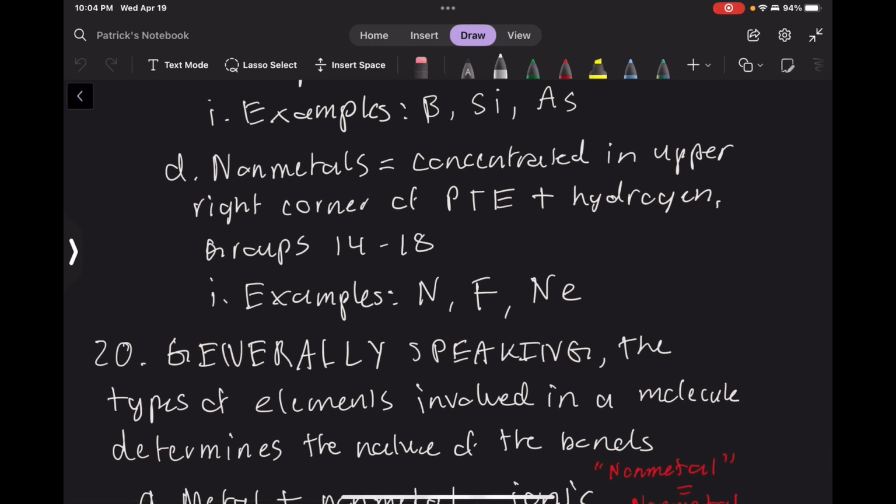Nonmetals are concentrated in the upper right corner of the periodic table, except for hydrogen, which has its own lonely spot over on the upper left-hand corner. They occur in groups 14 through 18. Nitrogen, fluorine, and neon are examples of nonmetals.